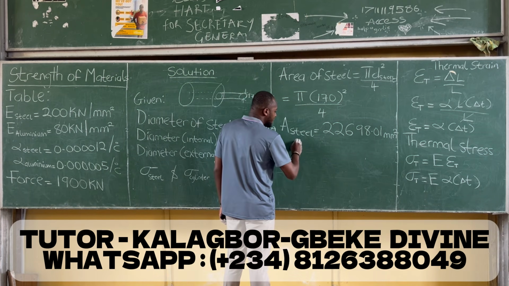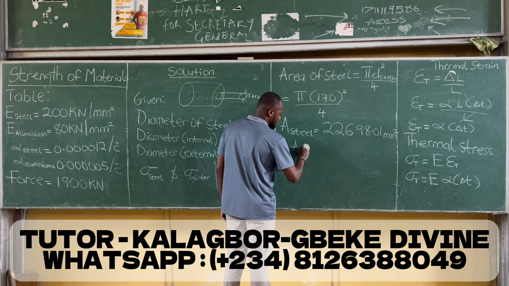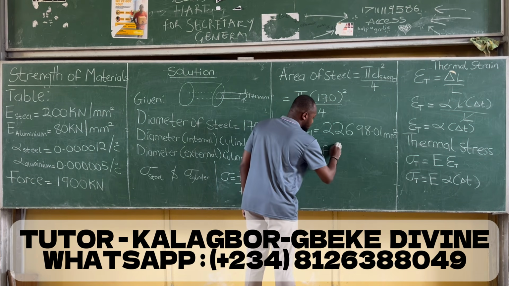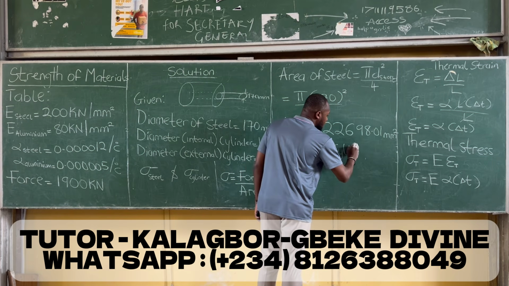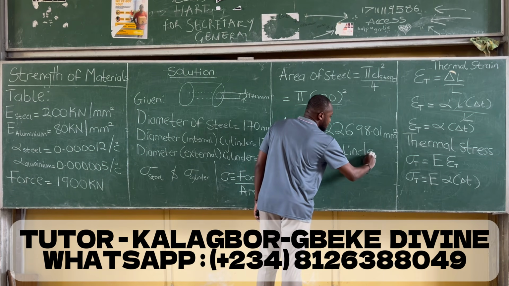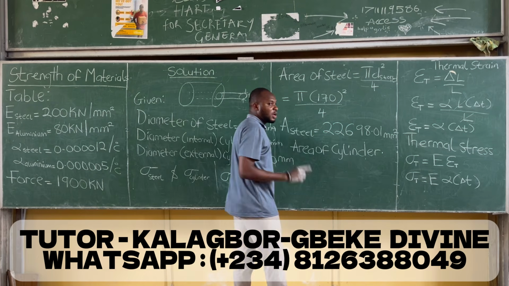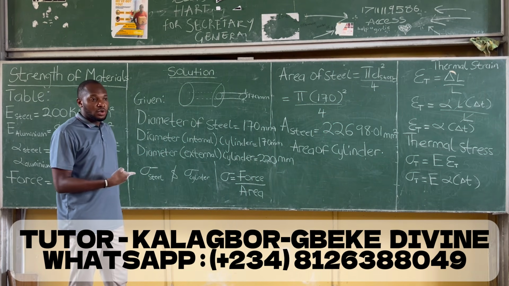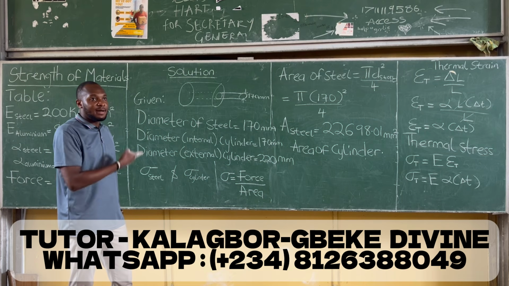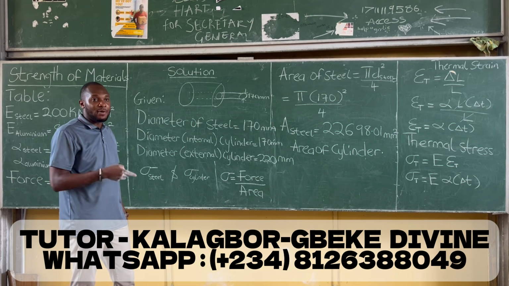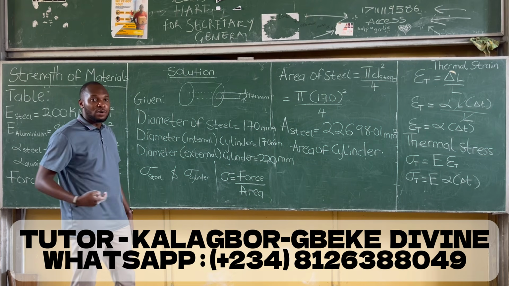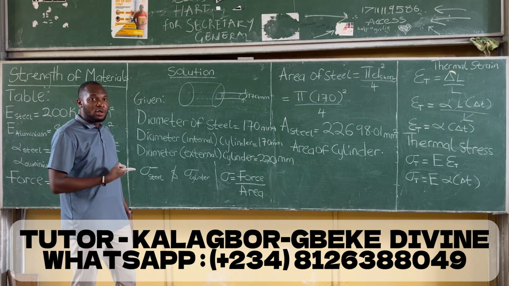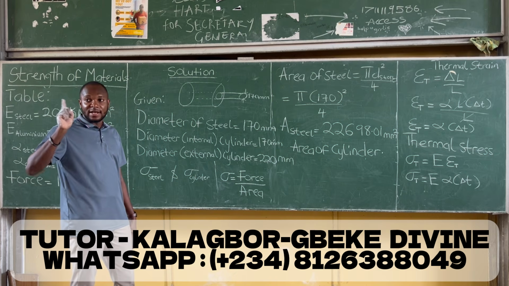So area of cylinder. Please take note of the cylinder now. You know the cylinder is a hollow cylinder. There's a hole inside. So if we calculate the total area using the big diameter, we have to subtract that hole. So we minus it by the diameter of the hole. Do you understand? Can you visualize what I'm saying?